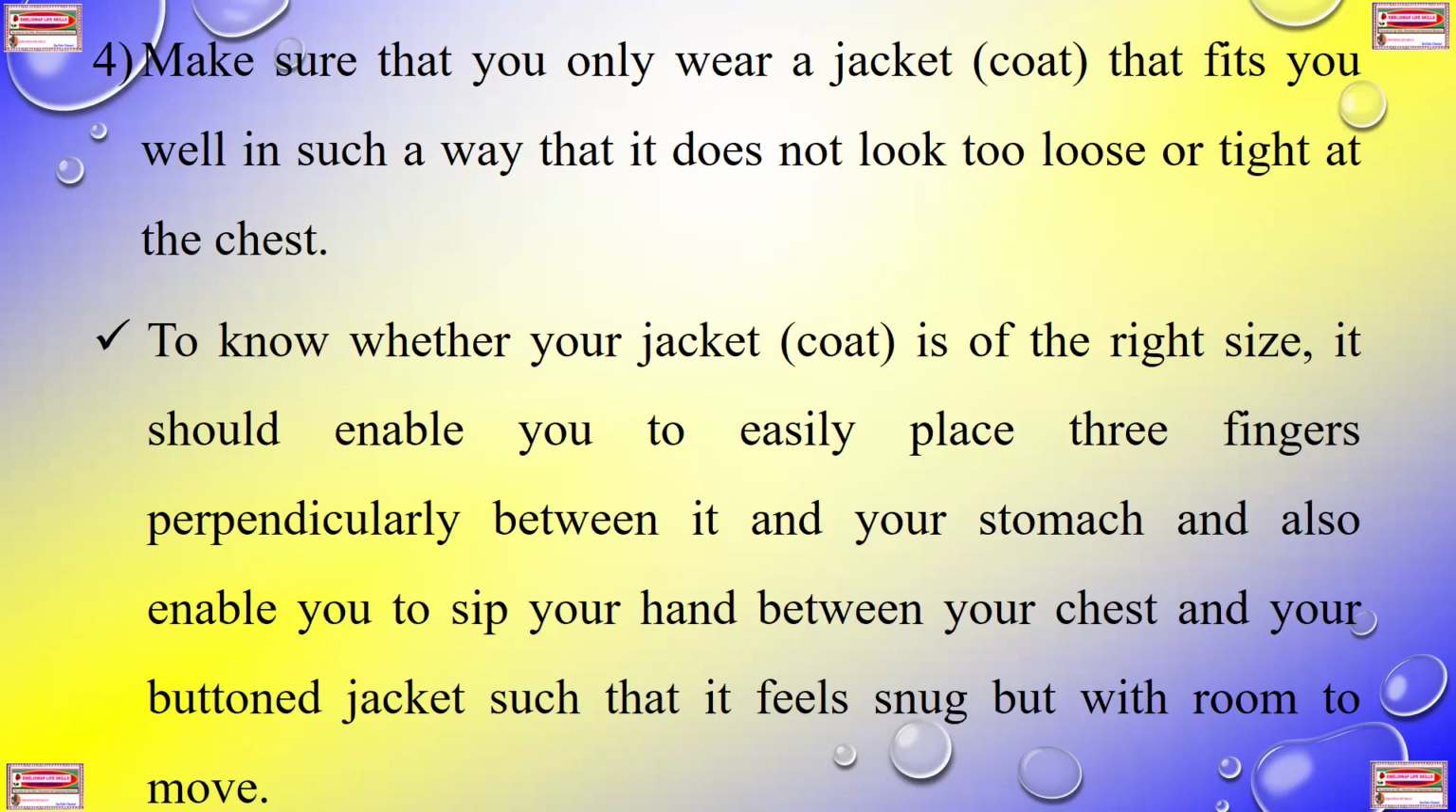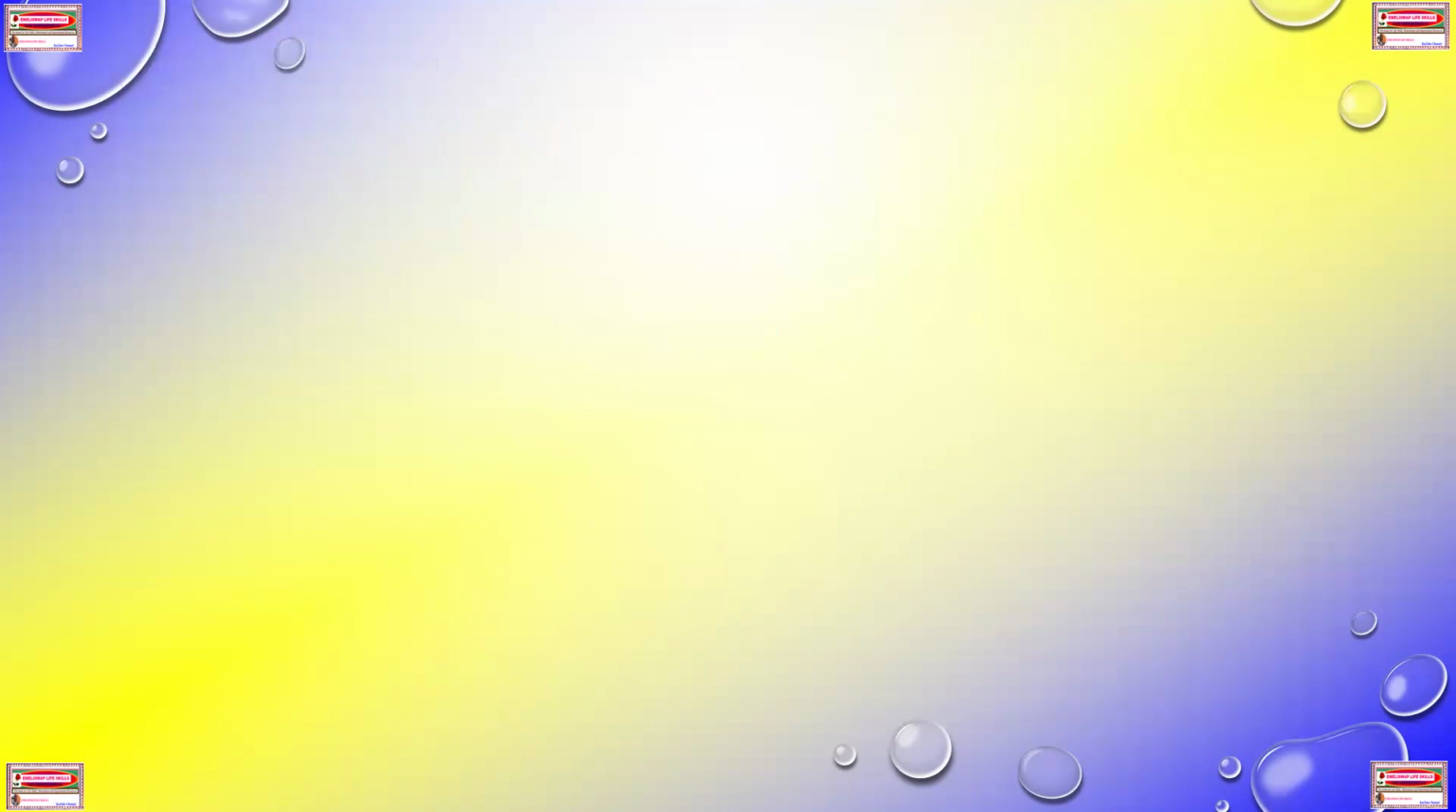To know that your jacket or a coat is of the right size, it should enable you to easily place 3 fingers perpendicularly between it and your stomach, and also enable you to zip your hand between your chest and your buttoned jacket such that it feels snug, but at the same time with room to move.